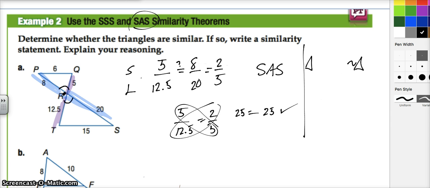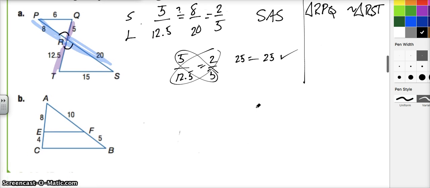Let's start with R, and I'm going to travel down the blue side. So RPQ. And I'm going to start here, RST. So those guys are similar to one another. Cool beans? Hopefully so. All right, let's take a look at this one.